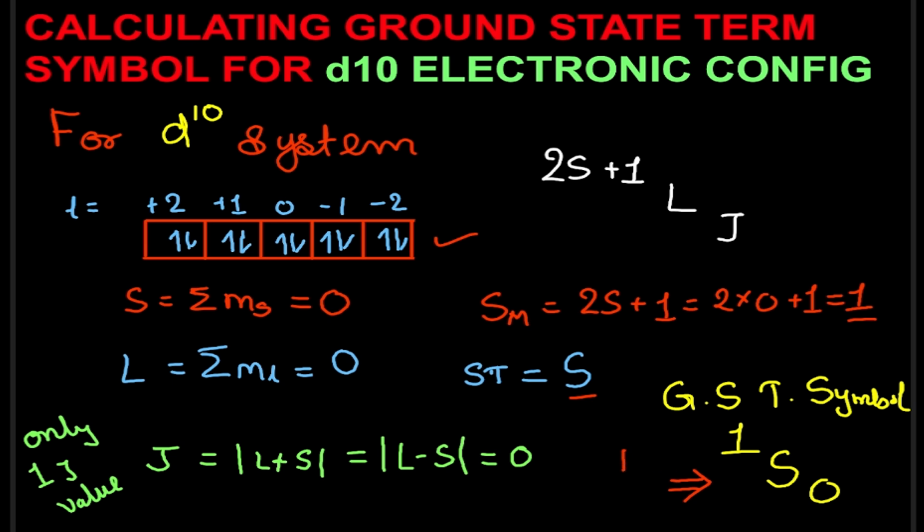1S0 is the ground state term symbol for p6 also, that is a completely filled configuration. Whether it is p6 or d10, both have the 1S0 ground state term symbol.